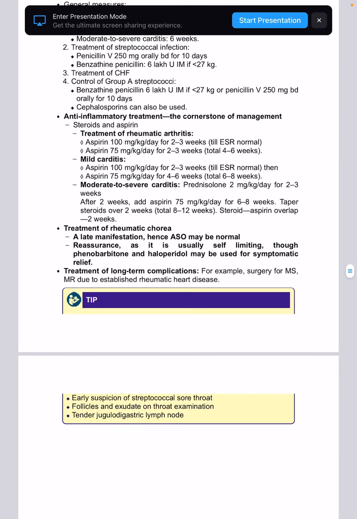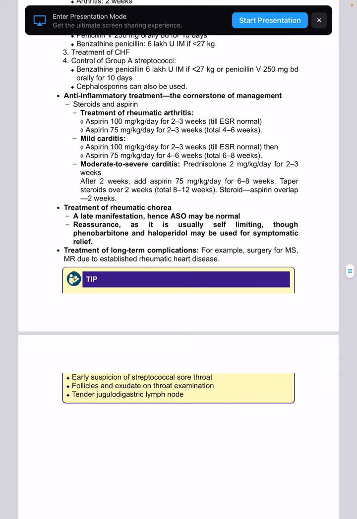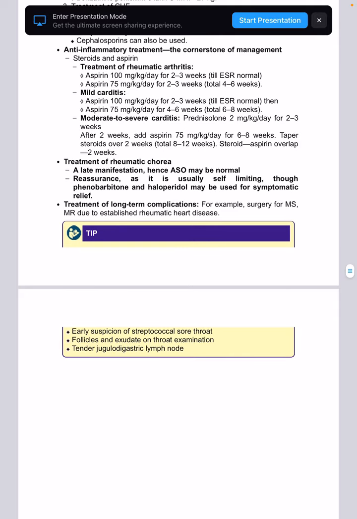And then for arthritis, mild carditis, and severe carditis, there will be rest. Arthritis 2 weeks, mild carditis 4 weeks, and then 6 weeks. Then for anti-inflammatory treatment, you'll have to give steroids and aspirin. Aspirin you'll give 100 mg per kg per day for 2 to 3 weeks till ESR is normal, and then 75 mg per kg for the rest 4 to 6 weeks, so total 8 weeks. And then in moderate to severe carditis, you'll have to give prednisolone 2 mg per kg per day for 2 to 3 weeks, and aspirin.